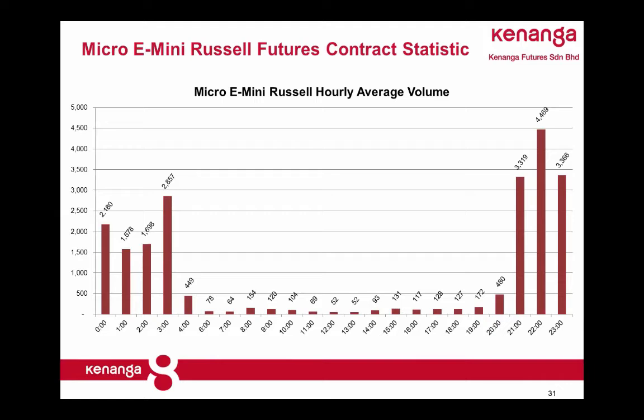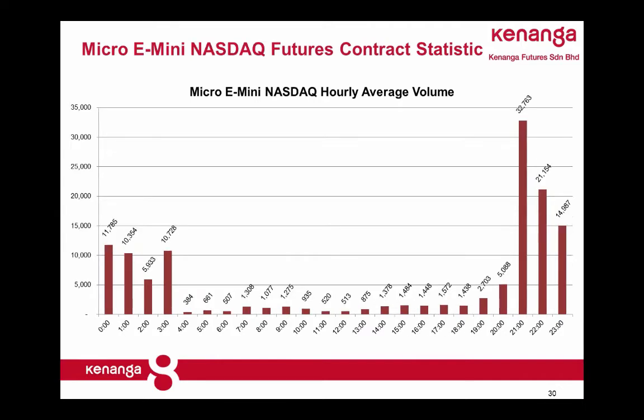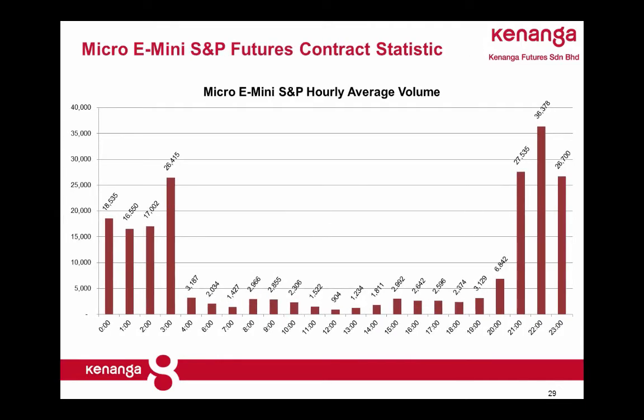So if you were to trade this contract, if you like slow, predictable, and linear movement, basically you can trade the Asian hours. But if you like big movements, such as big and high volatility, active participation kind of market, then basically you can trade the 9 p.m. until 3 a.m. sessions.